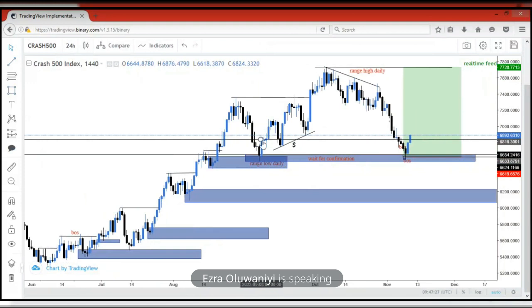This other block here is a good demand zone. This is liquidity, trend line liquidity. First touch, second touch, and so on. So price just took everybody buying here. It took them out and then came back to our demand zone.